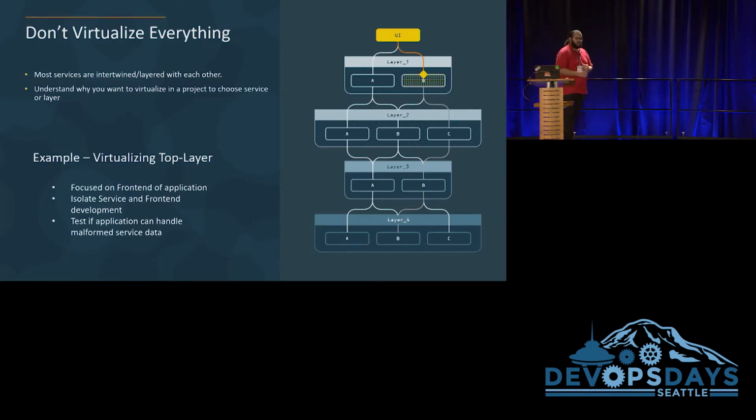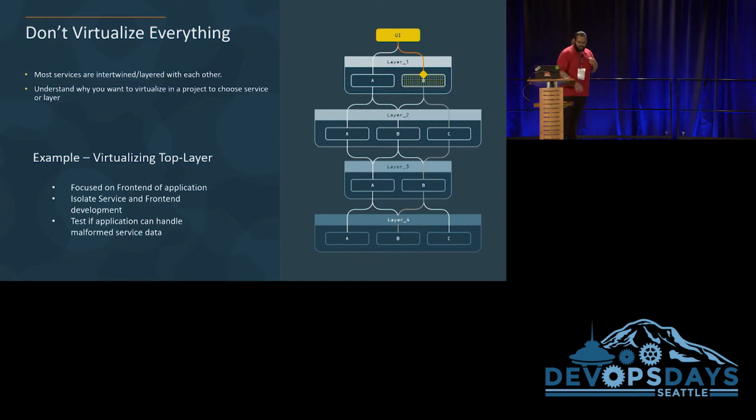So don't virtualize everything. Don't work more than you have to, that's my mantra really. And in this case, most services, they're intertwined, they're layered with each other in some way. So understanding what you need to virtualize in a project is really about saying, okay, which layer do I need to virtualize? How many things do I need to virtualize so I can get to my end goal a lot quicker? So we have an example here of a multi-layered infrastructure.